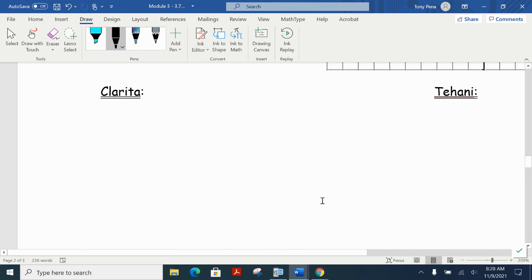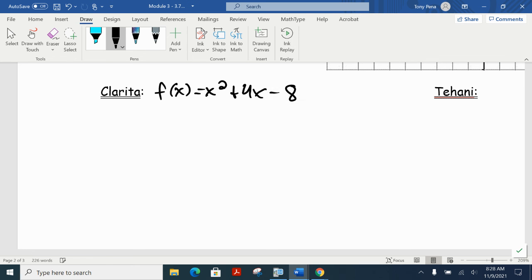Go to Clarita, and let's write the equation again. So Clarita is the x squared plus 4x minus 8. Clarita is the factoring method. So Clarita likes to factor. I like to factor. I've been telling you factoring is the easiest. So now set that equal to 0 and factor that.